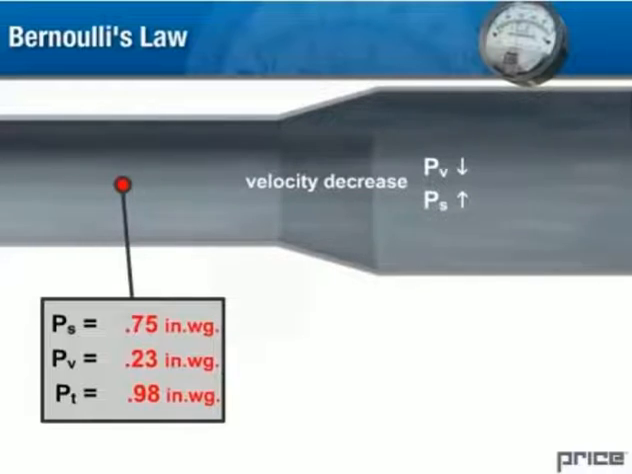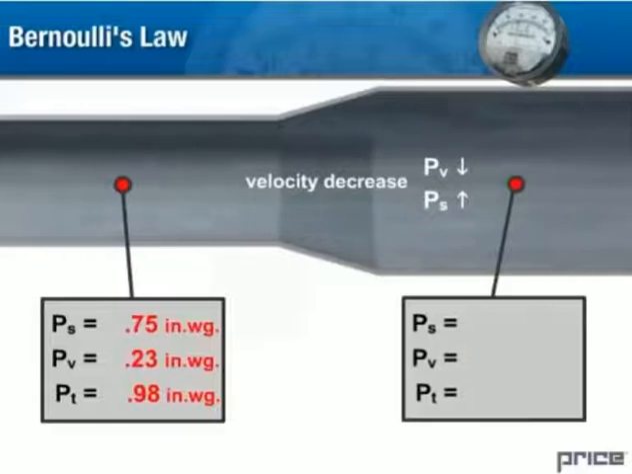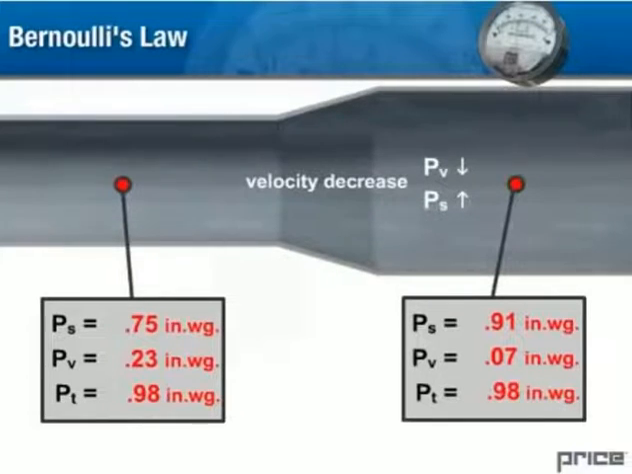In the absence of duct friction and air turbulence, we might expect to make the following measurements on the downstream side of the transition: a static pressure of 0.91 inches of water plus a velocity pressure of 0.07 inches of water for a total pressure of 0.98 inches of water. What we lost in velocity pressure is gained in static pressure.